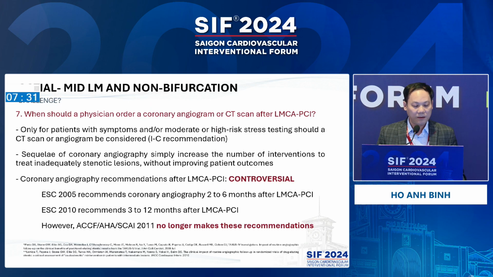And the last thing is that we can do an angiogram or CT scan after left main PCI. Before, there was a recommendation from ESC for a coronary angiogram 2 to 6 months after left main PCI. But today it no longer makes that recommendation. So we only need to do the angiogram if the patient has symptoms.